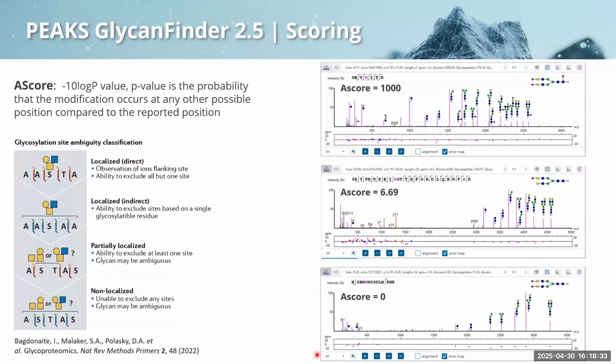And then this last one is showing an example where you would have a really poor A score where you have 3 possible sites in a row from each other and then really poor fragmentation along the peptide. And in this case, sometimes you'll see a score of 0. So this is overall showing the confidence of the glycan site assignment.